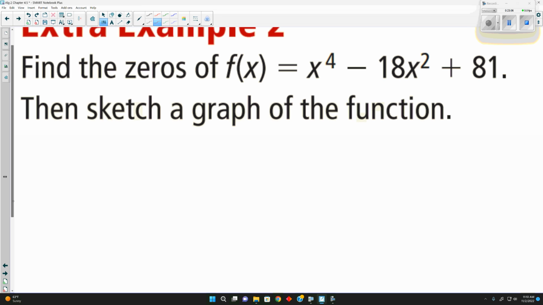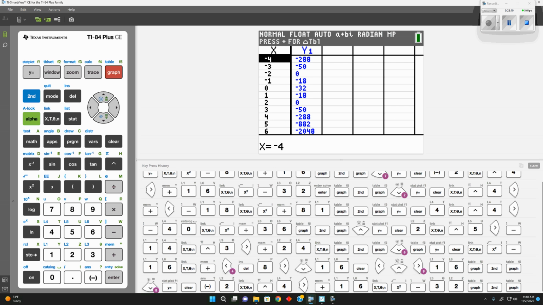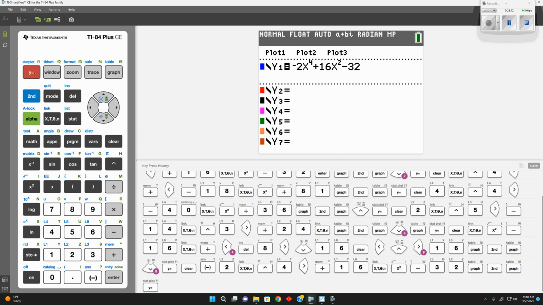So let's look at this next one here. x to the 4th minus 18x squared plus 81. So in the graphing calculator, we can say x to the 4th minus 18x squared plus 81 is what we're given. And then what will we need to do? We'll hit graph.